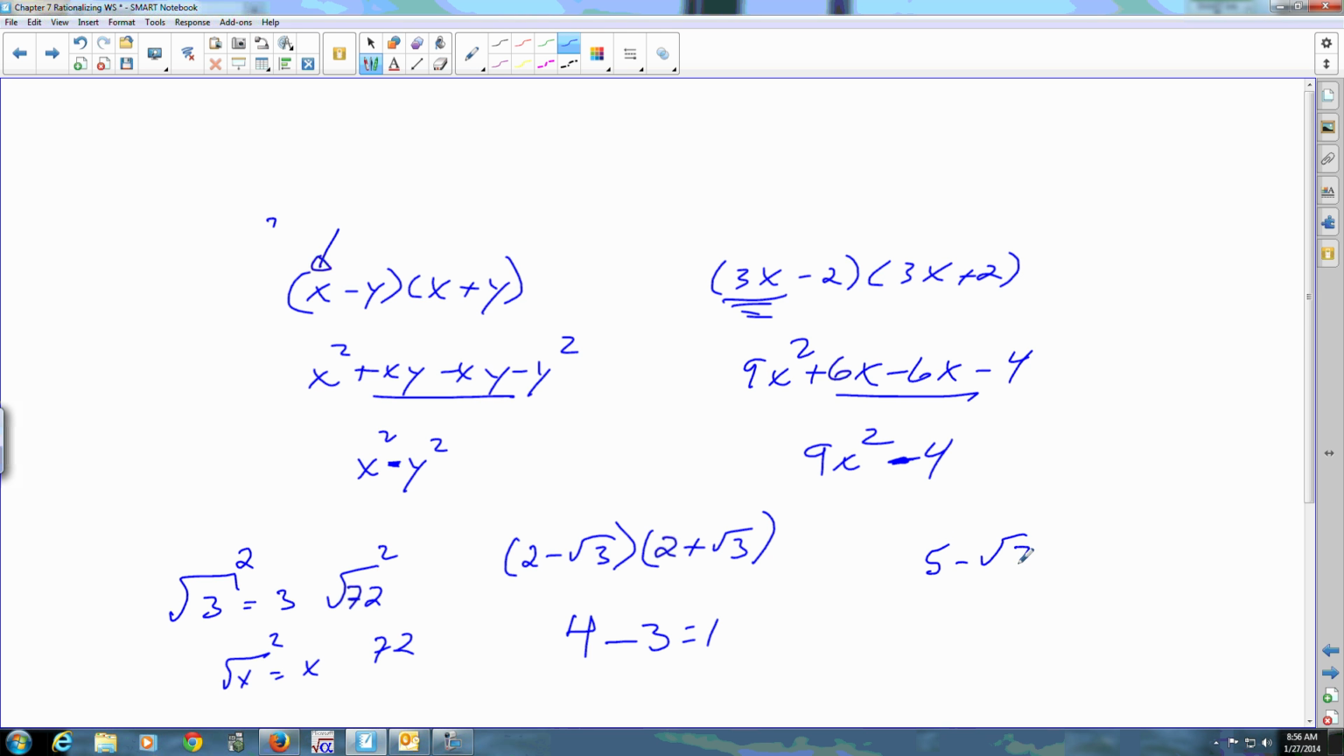5 minus the square root of 7 times 5 plus the square root of 7. Square the first thing minus square the second thing. So your answer is 18. Okay?